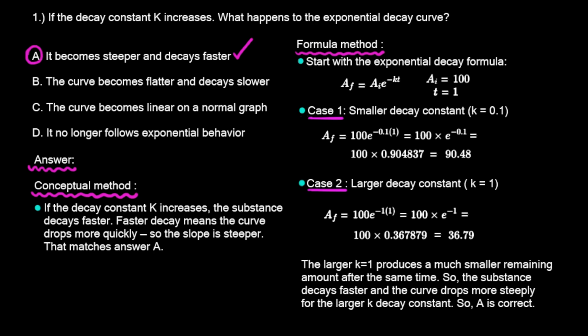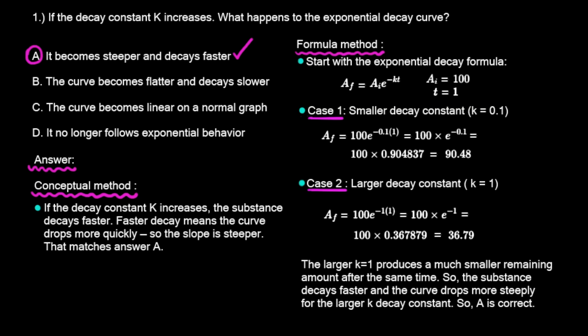Now let's confirm this mathematically using the exponential decay formula that we presented before. A_f is equal to A_i times e to the power of negative k times t. We'll plug in two different values for the decay constant. One small, k is equal to 0.1, and another one large, k is equal to 1. And then we'll compare the final amounts after the passage of the same amount of time.